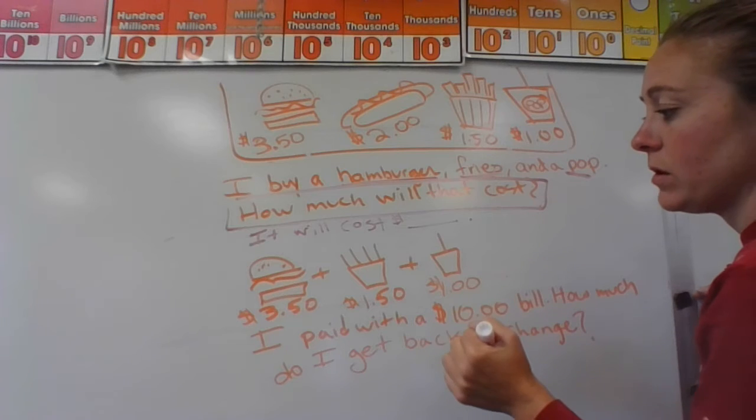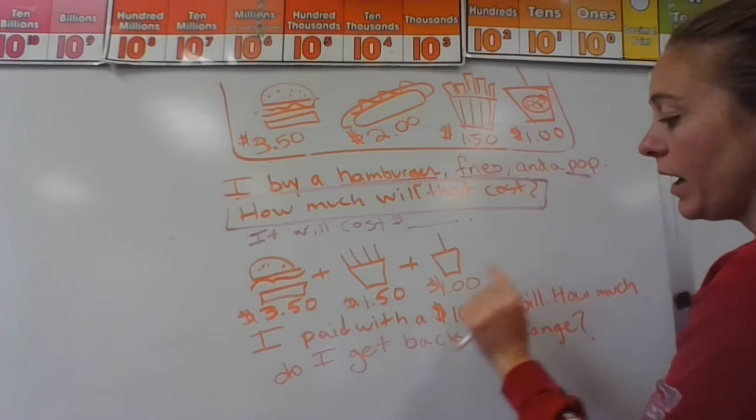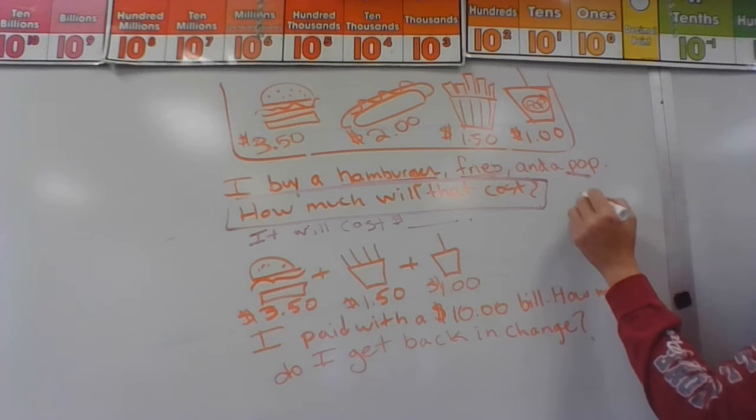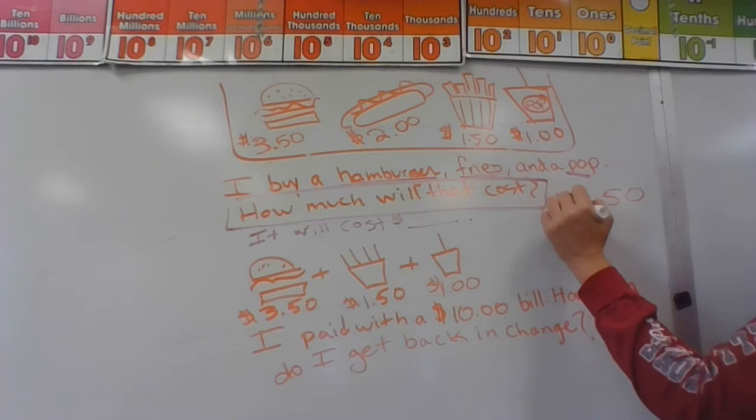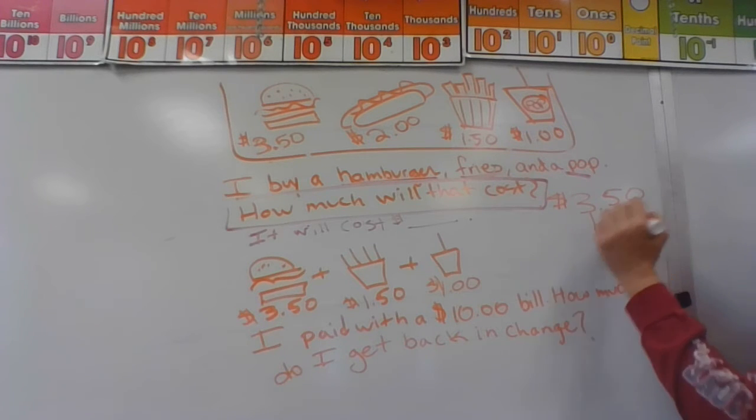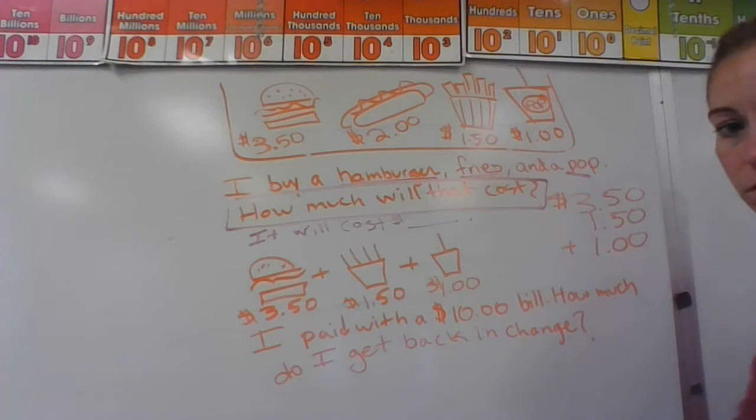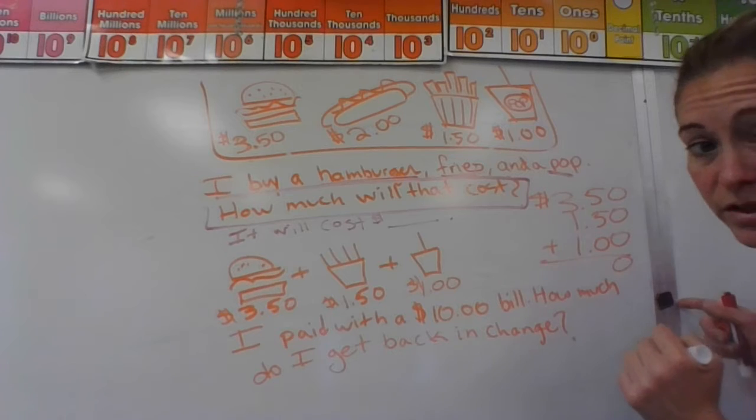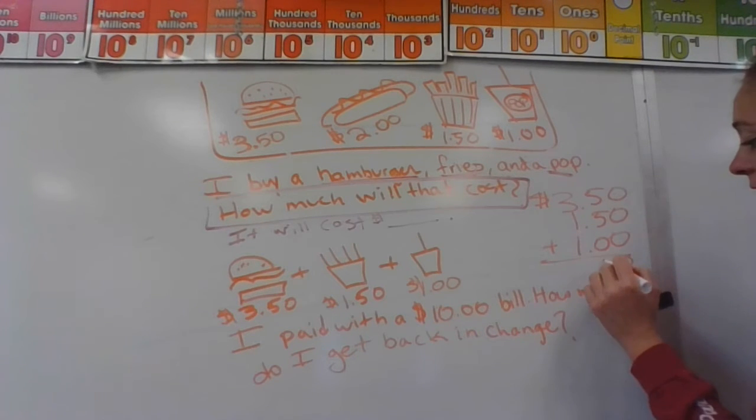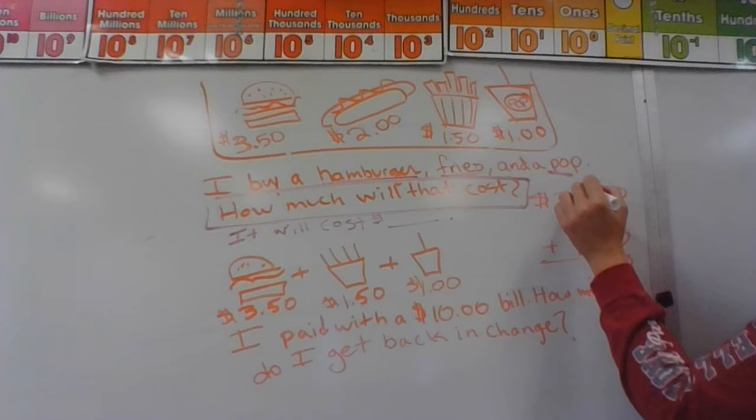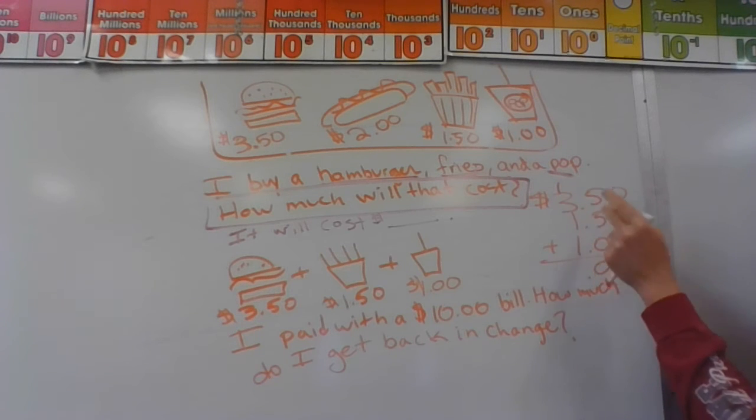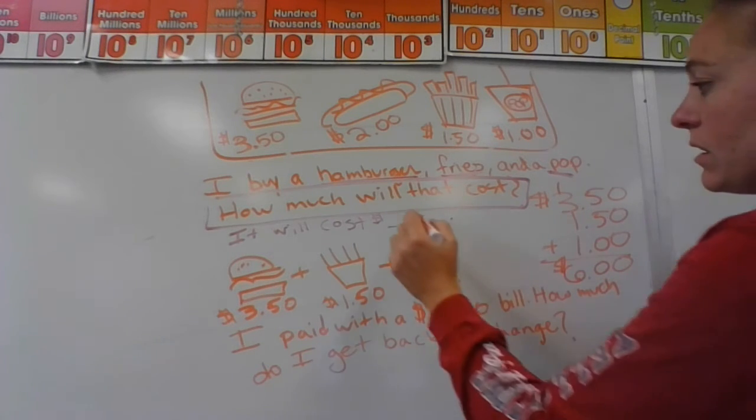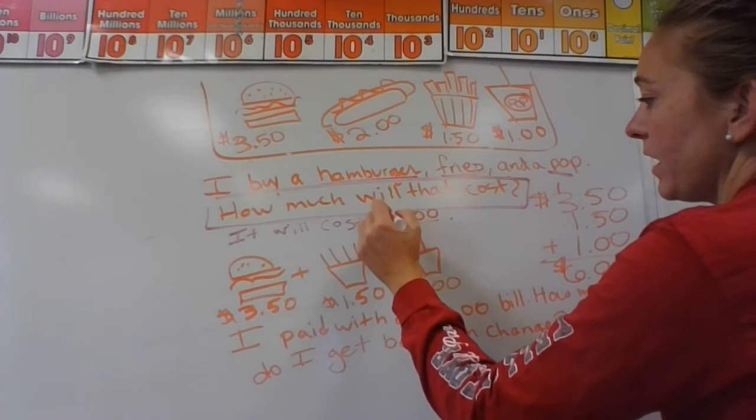And remember, when you're adding decimals, the decimal needs to be lined up because it really means that you're lining up the place values. So $3.50 plus $1.50 plus $1 gives us, let's see, 0 plus 0 plus 0, add up the hundredths first. 5 plus 5 is 10, which means I've got a 0 in the tenths, drop the decimal, carry a 1. 1 plus 1 is 2, plus another 1 makes 3, and 3 makes 6, which would mean that would cost me $6 total for a hamburger, fries, and a pop.